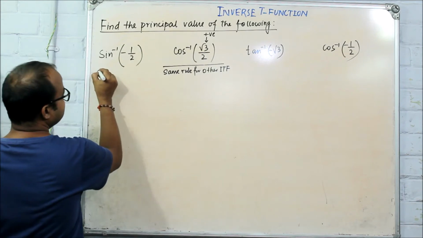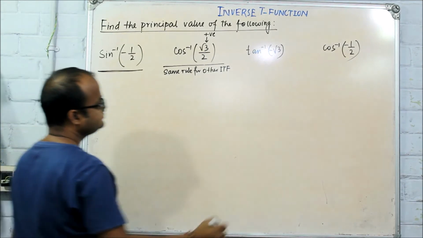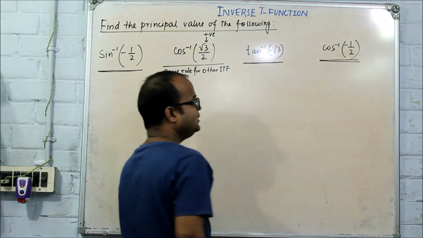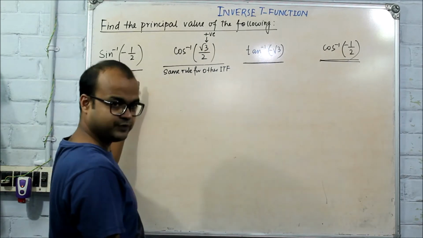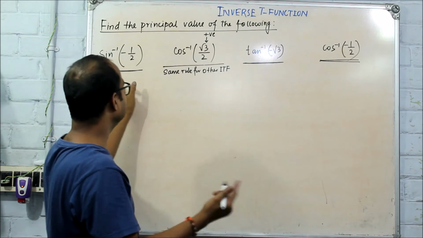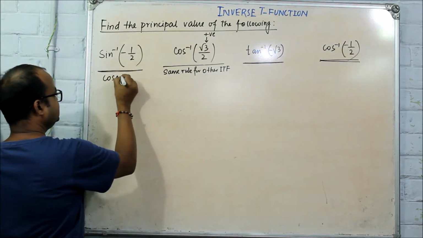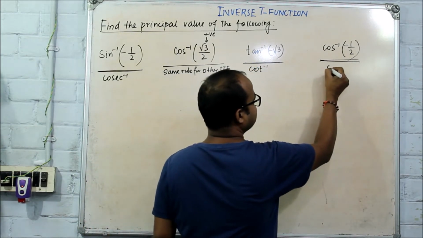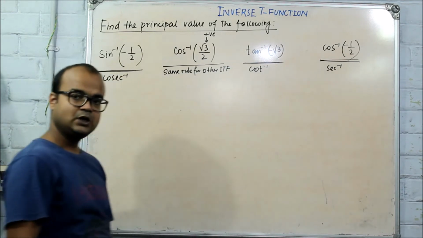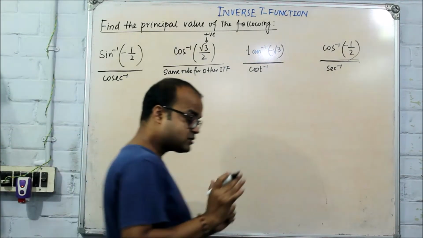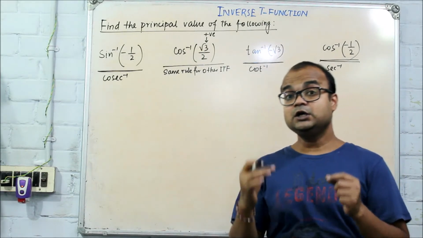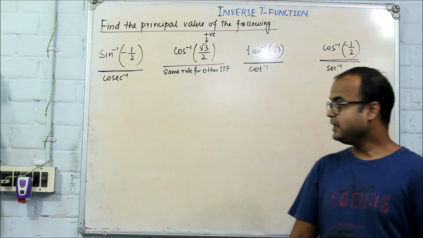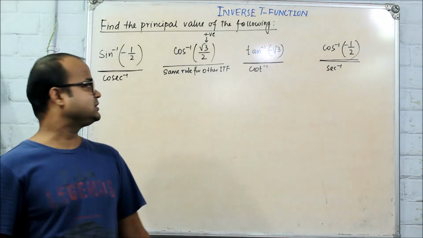Now I am considering the second one as sine inverse, cos inverse and tan inverse. The way I am going to find this principal value, we are going to follow the same for cosec inverse, cot inverse and sec inverse. Clear? So while solving the problem, you need to understand how I am going to solve a particular problem. Clear?